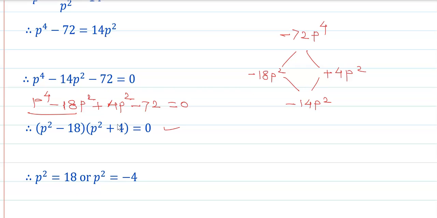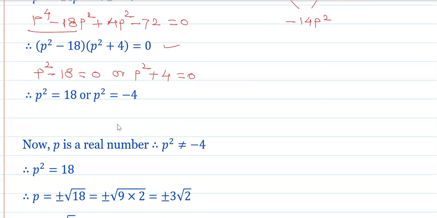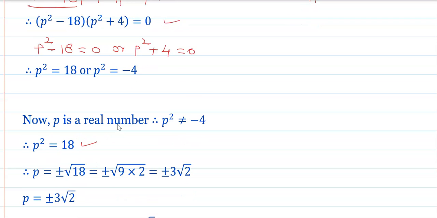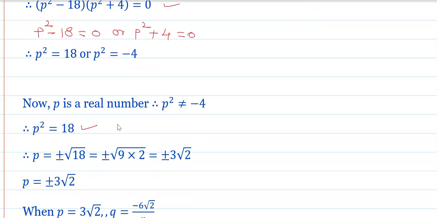Okay. पुन्हा p square minus 18 is equals to 0 or p square plus 4 is equals to 0. Therefore, p square is equals to 18, p square is equals to minus 4. Again, p is a real number, its square is not negative. Therefore, p square is not equals to minus 4. मग p square is equals to काय घ्यायचा? ते 18. Taking the square root on both sides, p is equals to plus or minus root of 18.